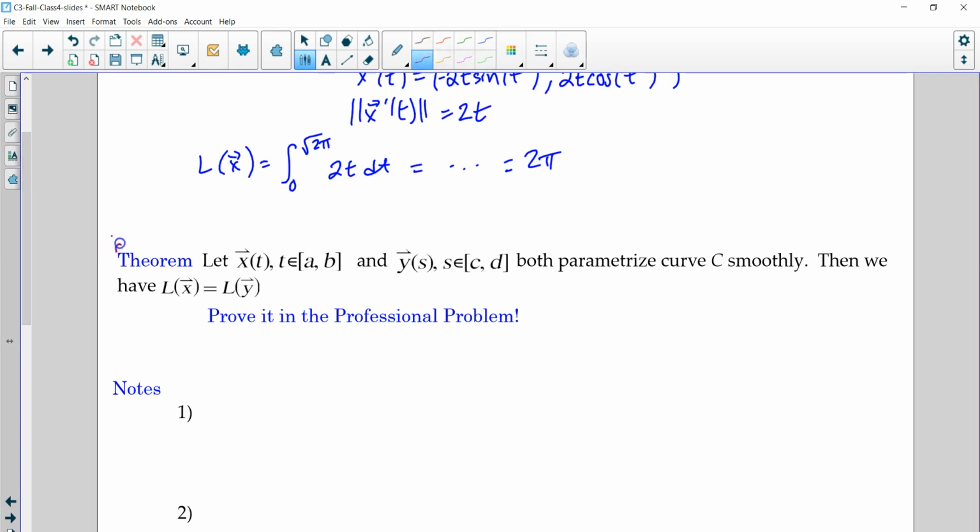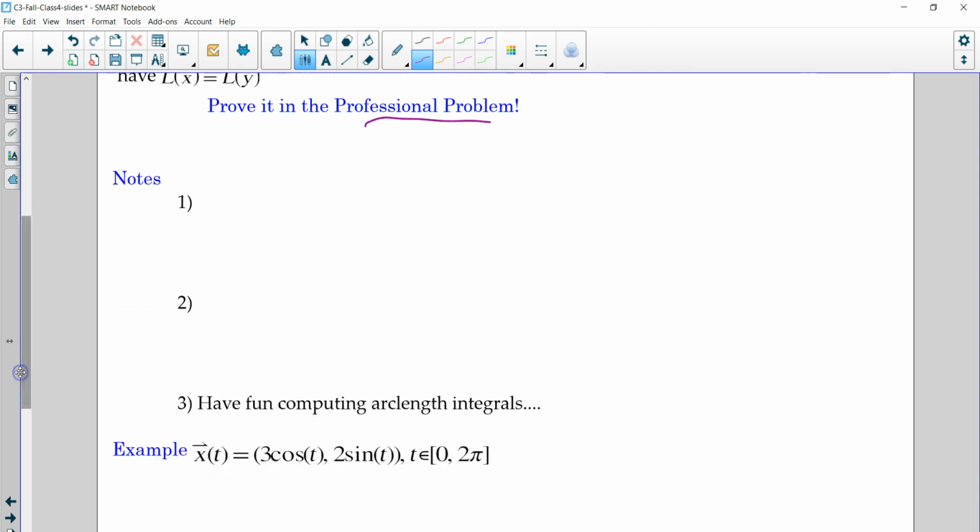This theorem is actually quite lovely. And so what it says, I'll let you read the technical language here, but if you have two parameterizations, right, you have x and y with different bounds, etc., and they do have a smooth parameterization of a curve, then the arc lengths are the same. So parameterization of the same thing doesn't matter with arc length, okay? And guess what? You get to prove it in your professional problem this week. Have fun!